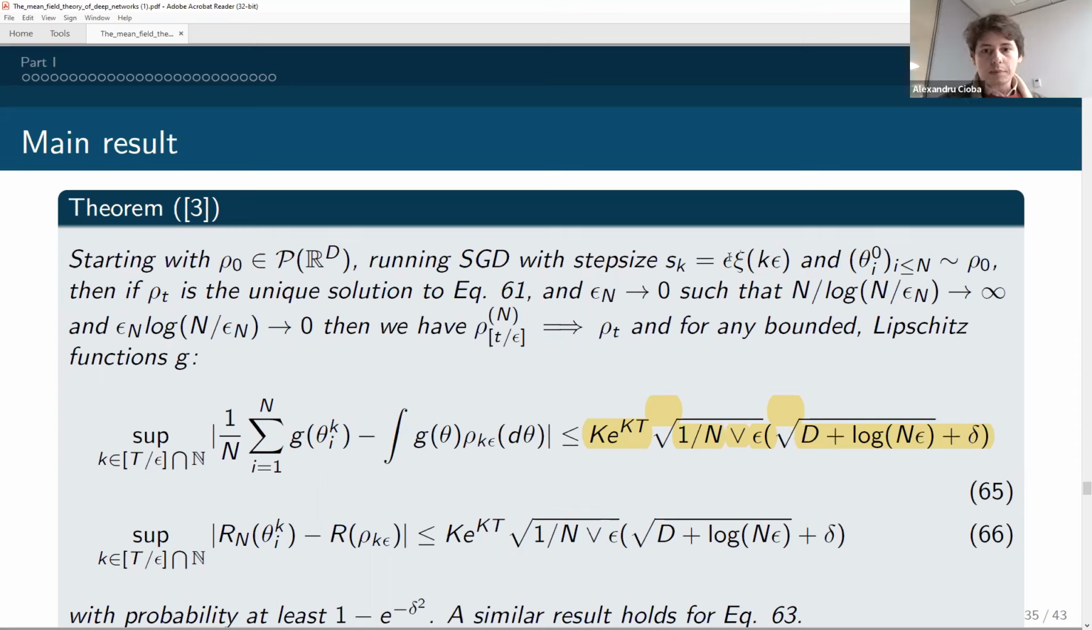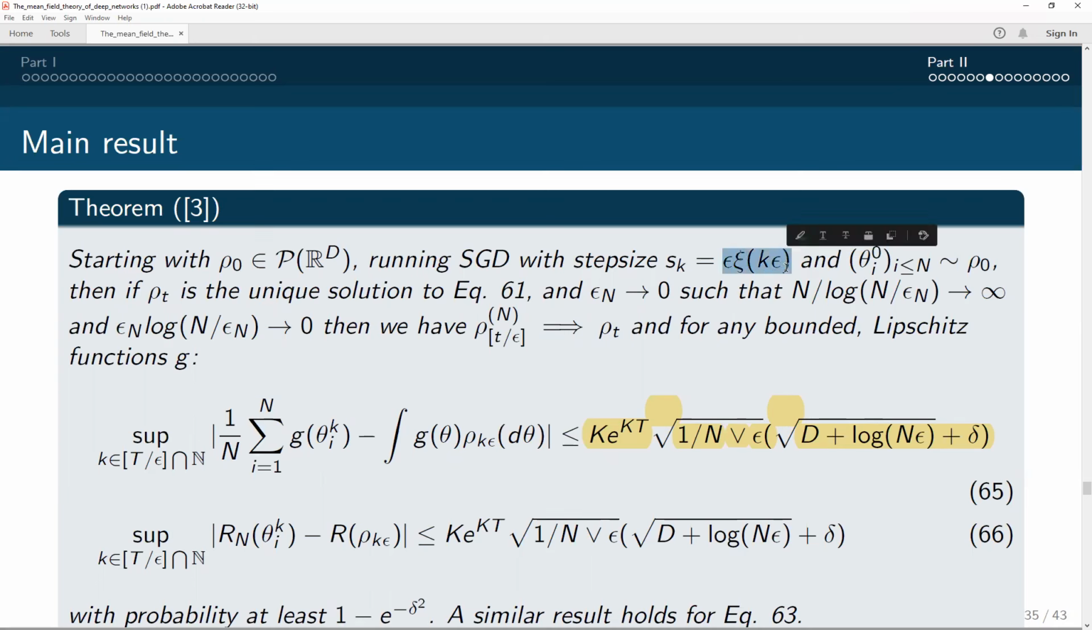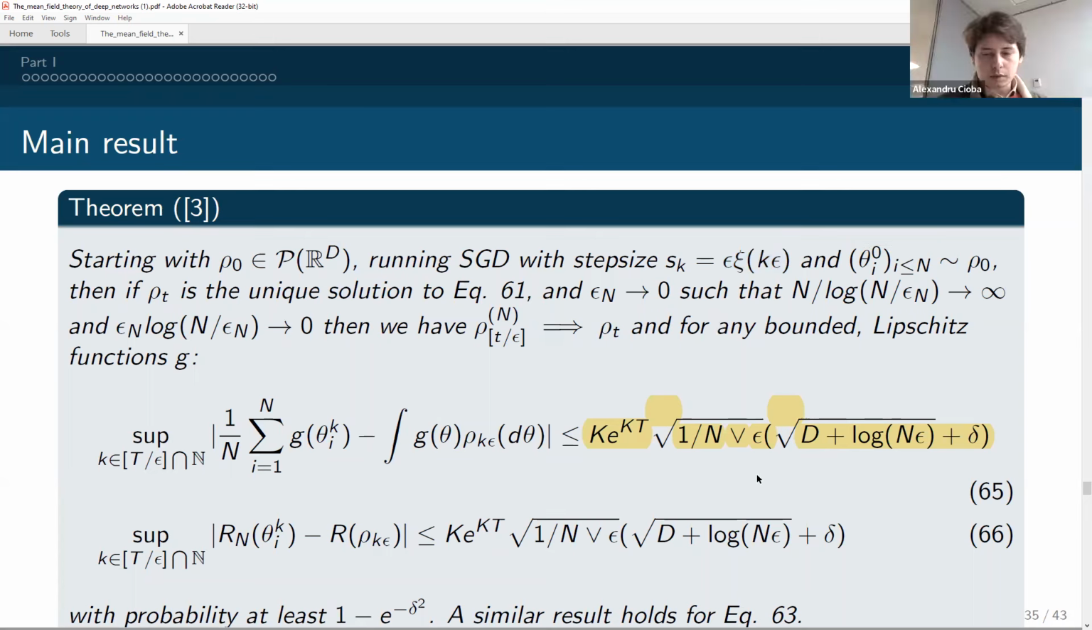No. Epsilon times psi of k, epsilon is the learning rate. Okay, I was wondering because it seems epsilon must go to 0 when the number of neurons goes to infinity. Is that right? Yes, for these conditions to hold.